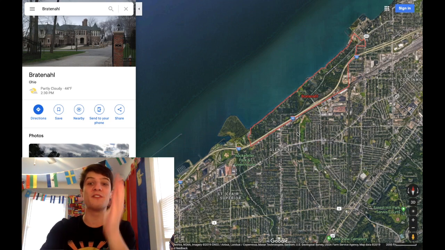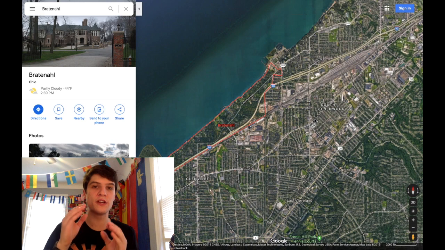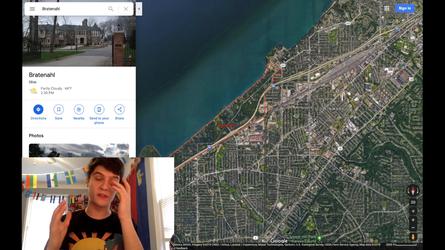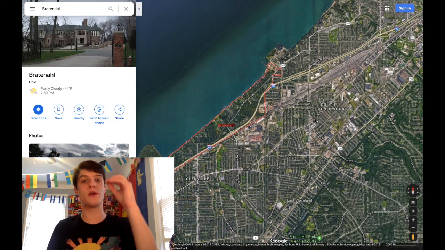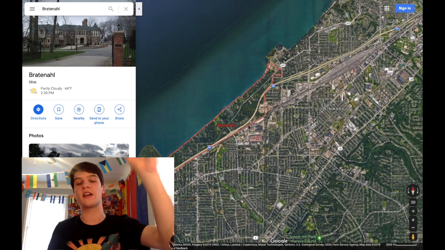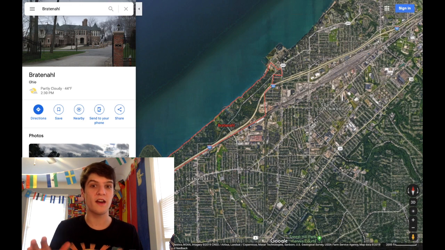And what's even funnier is that Bratenahl is right next to Glenville, St. Clair, and South Collinwood, which are 3 of the poorest neighborhoods of Cleveland, as well as the entire state of Ohio. So you have one of the richest communities in the entire state right next to some of the poorest places in the state.